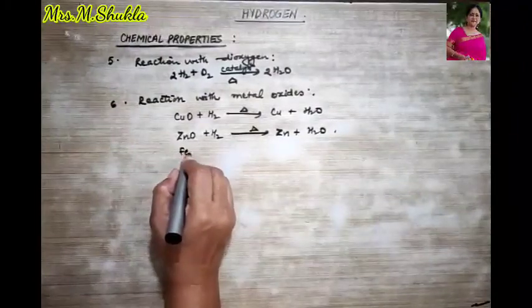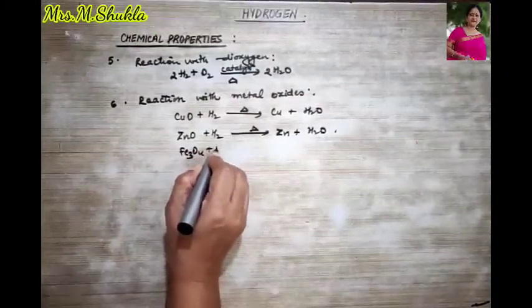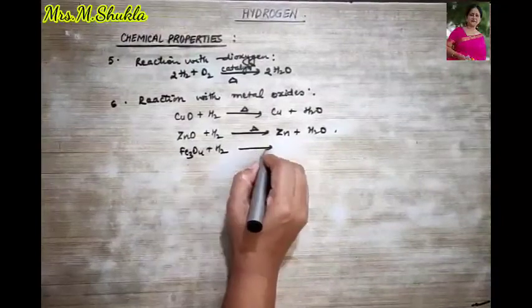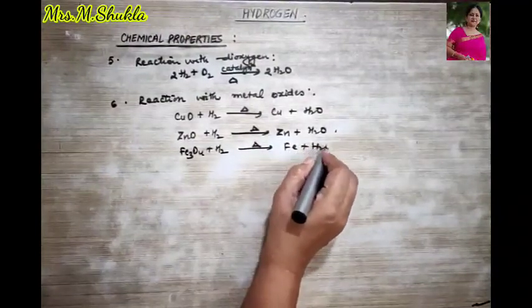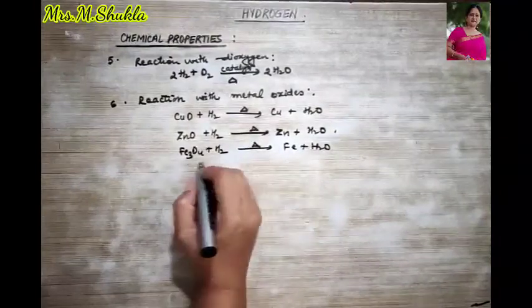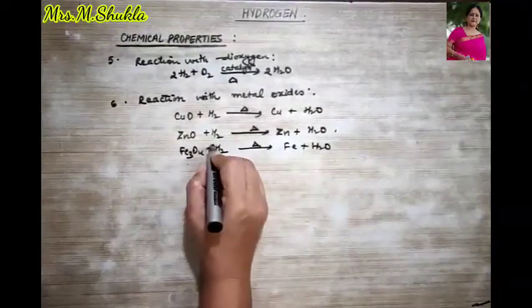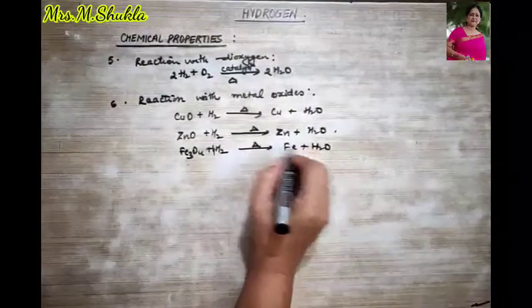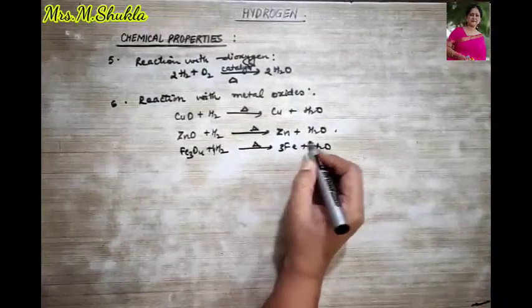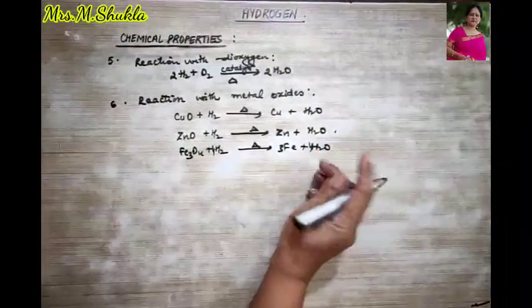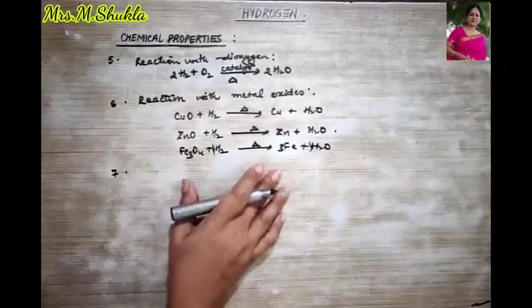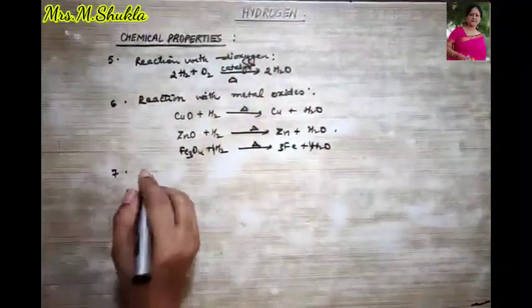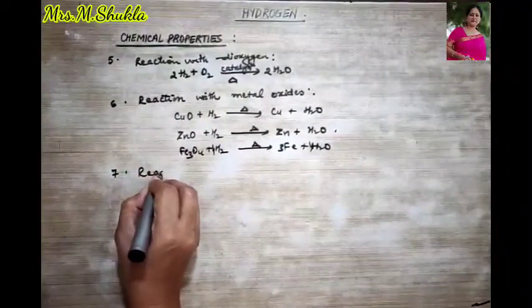Okay. Similarly, we can take Fe3O4 and allow hydrogen to pass through. On heating, it will give iron plus H2O. So let's balance this equation. This will be 4, 3, hydrogen 4. Clear?